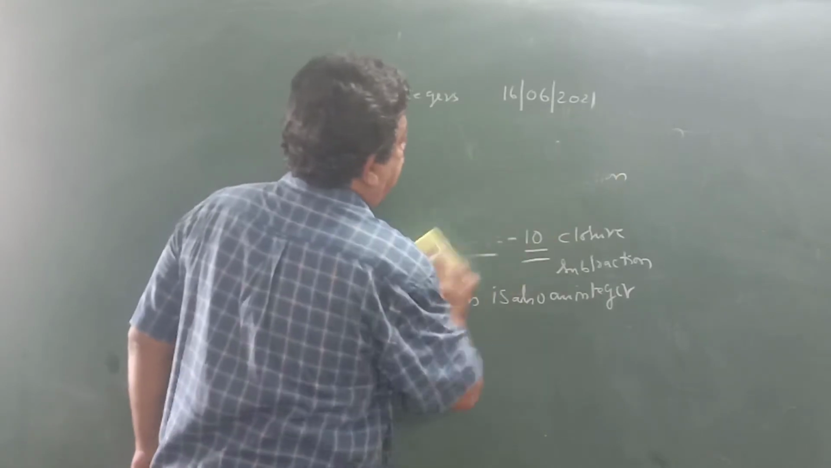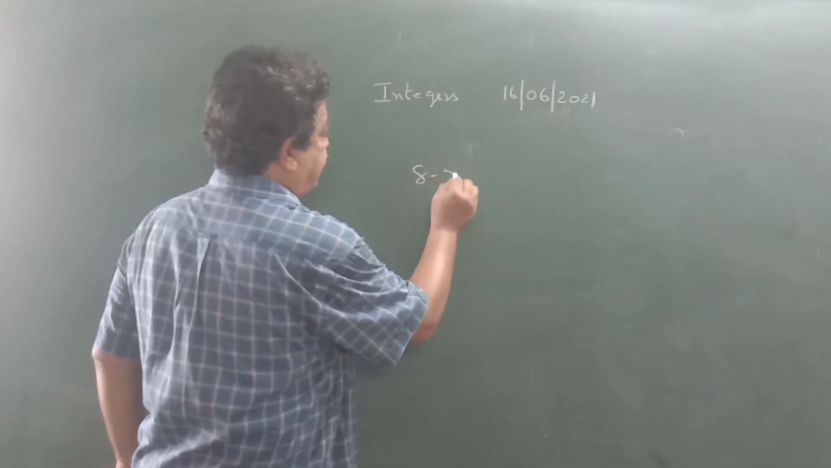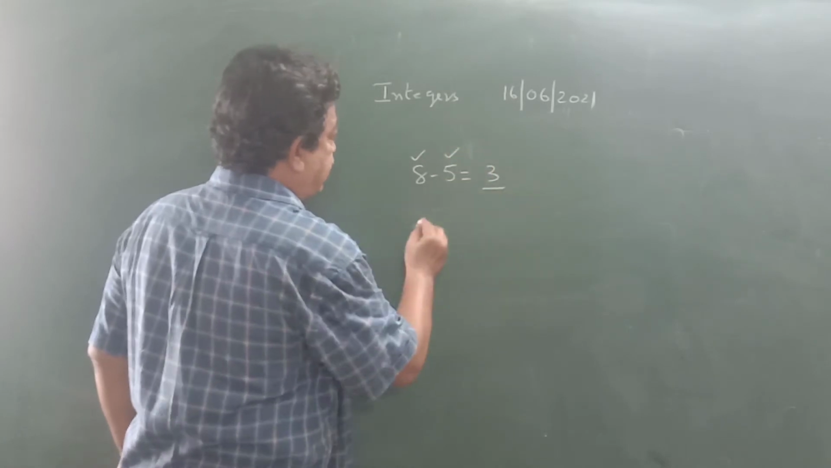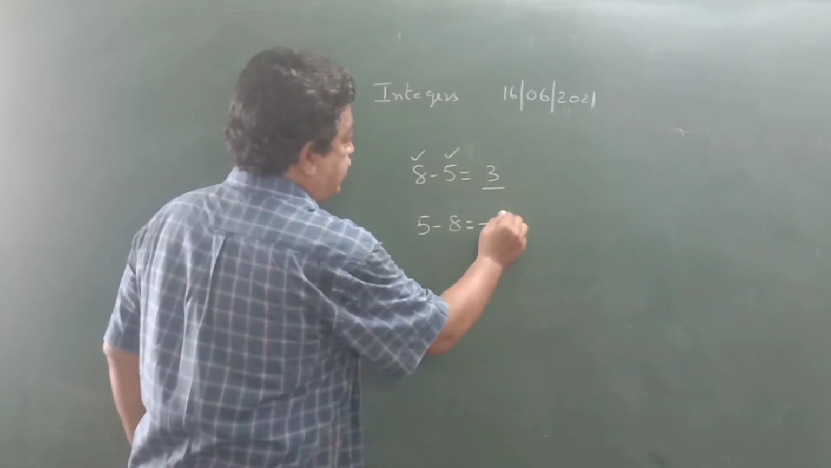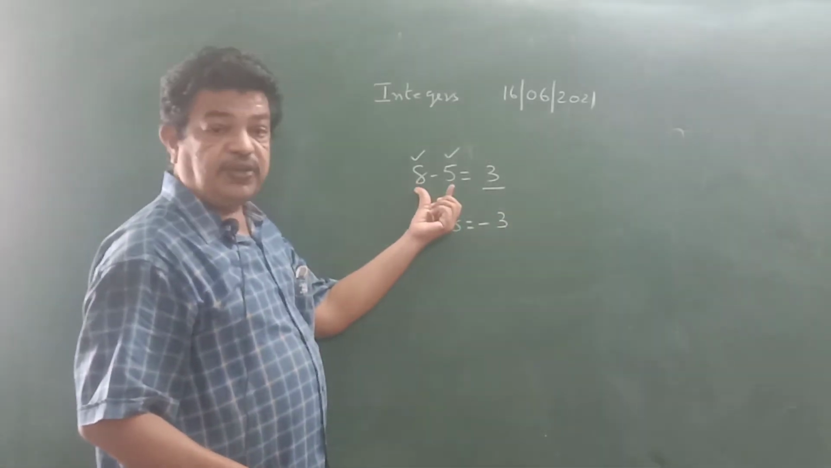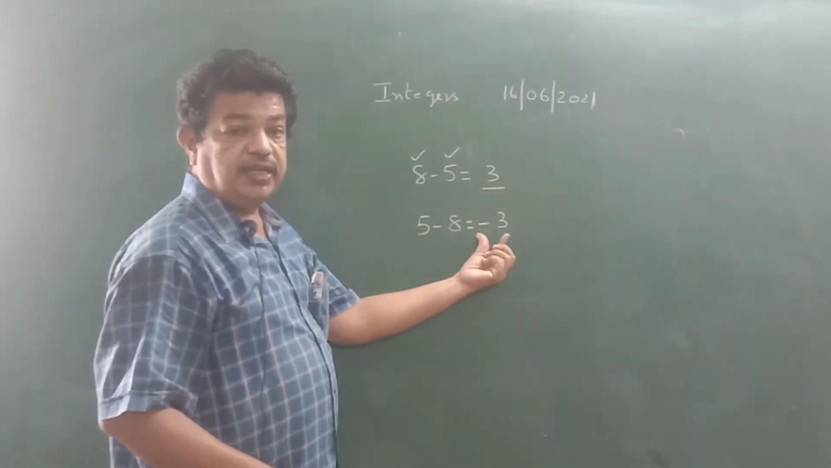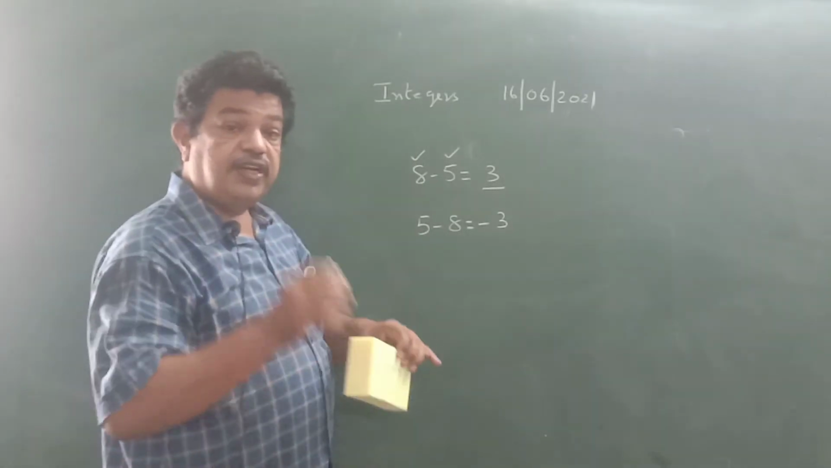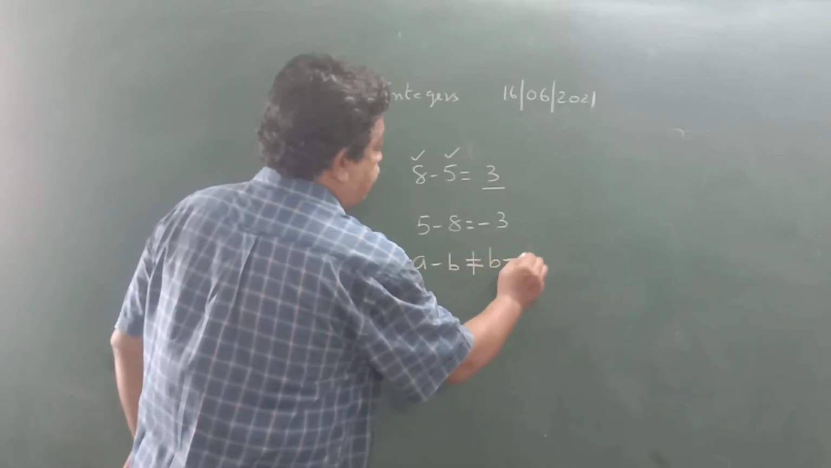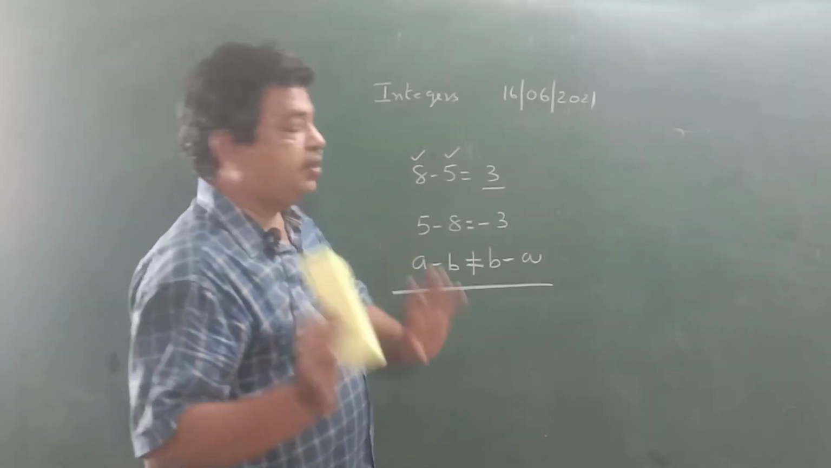Now we take up whether commutative property is verified or not. What is the difference of 8 and 5? It is equal to 3. What is the difference of 5 and 8? It is minus 3. Same integers are taken in different order. Here it is 8 minus 5. Here it is 5 minus 8. Here the difference is 3. Here the difference is minus 3. Therefore, the difference of two integers in any order, say for example, a minus b is not equal to b minus a. So, integers do not have commutative property under subtraction.